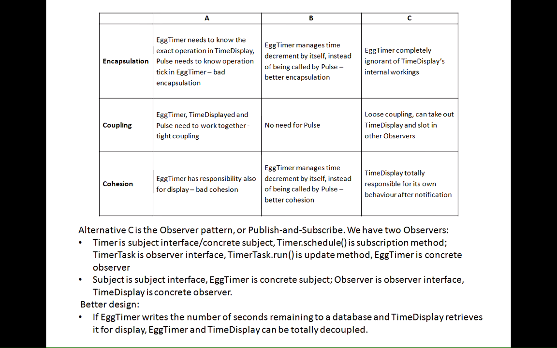Actually, alternative C is the observer pattern. In this alternative, we have two observers. Firstly, timer is a subject interface, and it's also a concrete subject. And the timer schedule is the subscription method. Timer task is an observer interface, and the timer task run is the update method, and the egg timer is a concrete observer. On the other hand, subject is a subject interface, and the egg timer is the concrete subject, and the observer is the observer interface, and the time display is the concrete observer.